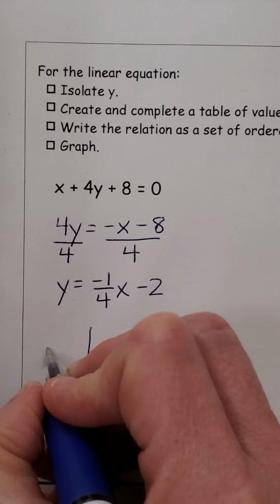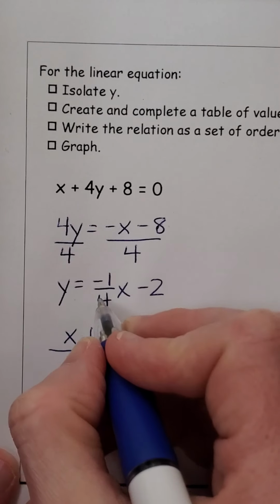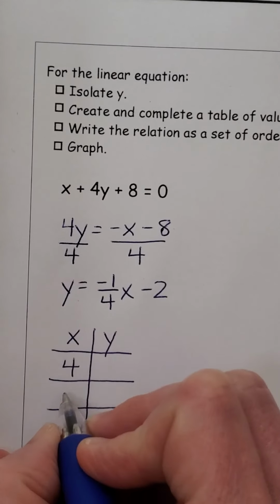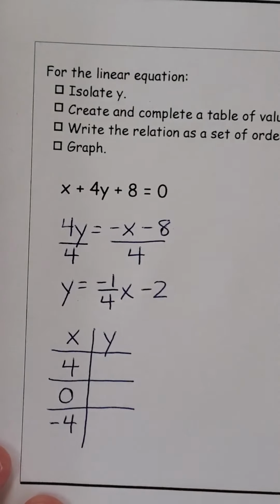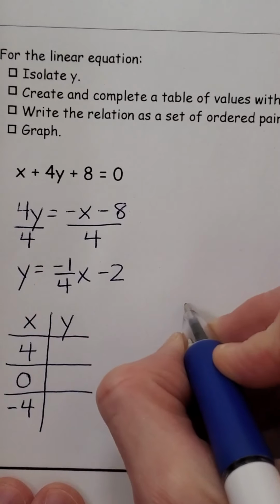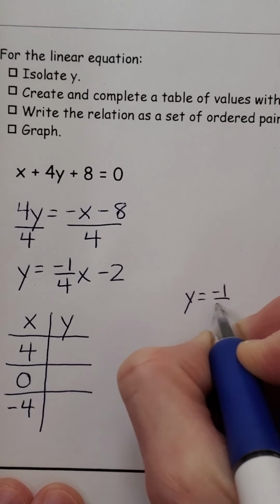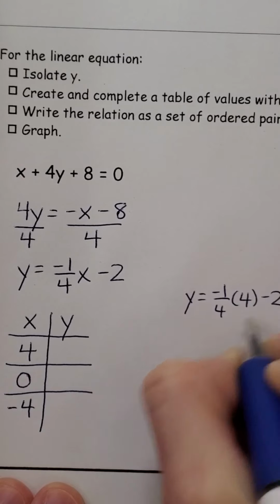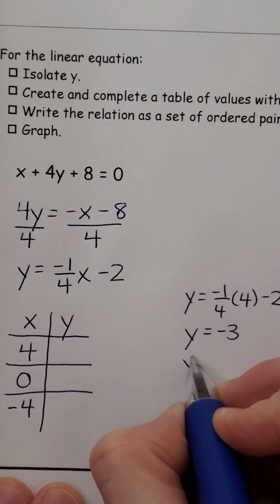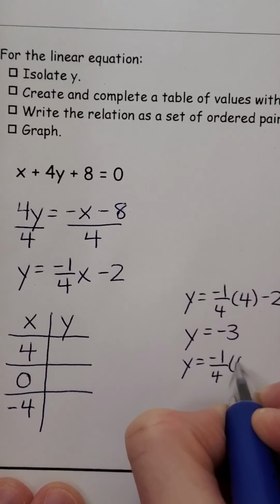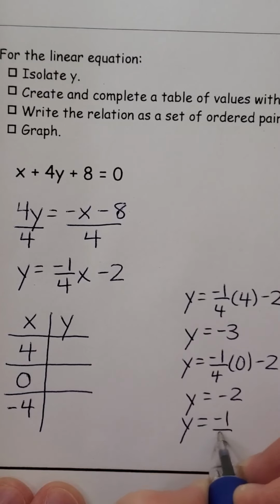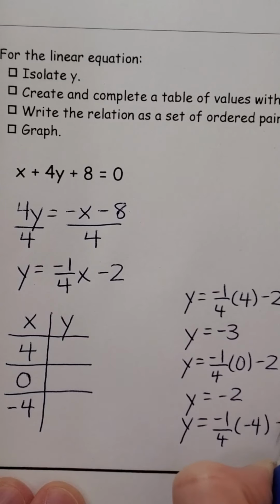Now this looks just like one of the equations that we worked with before. So we'll do our table of values. We have a fraction coefficient, so what does that mean for our values? We're going to choose the denominator, 0, negative denominator. Then we'll show our work with our substitution. So y equals -1/4 times 4 minus 2. Y equals -1 minus 2 is -3. And we substitute each of those values in place of our x.